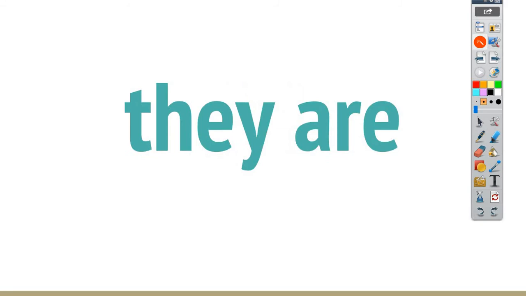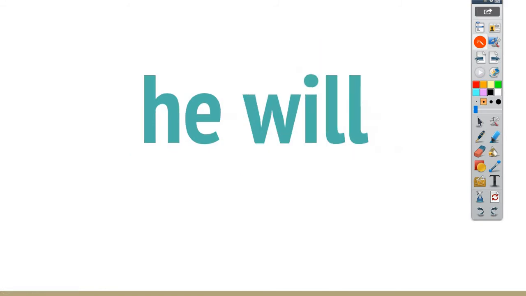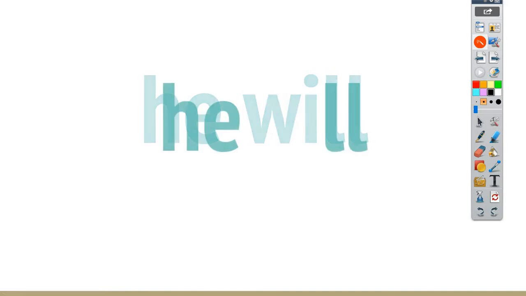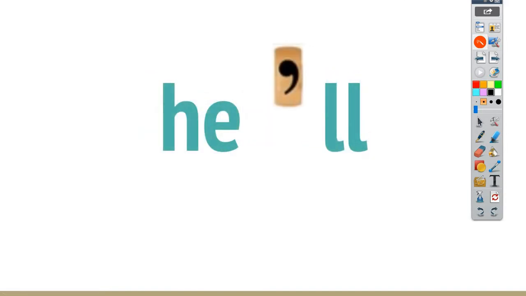Ooh, there's a good one with are. Do you guys remember what you need to take out of the word are when you do surgery to make a contraction? So they are would turn into, yep, you take out the A and it's going to turn it into they're. They are turns into they're. Oh, what about the word will? What comes out of will? Do you remember? Yeah, the W and the I, and that will turn he will into he'll.